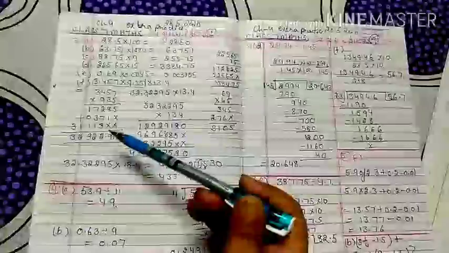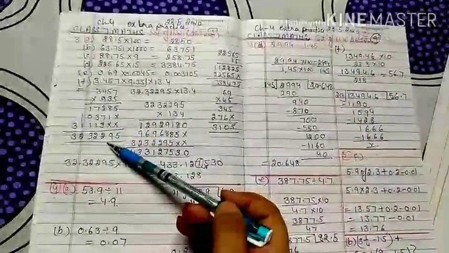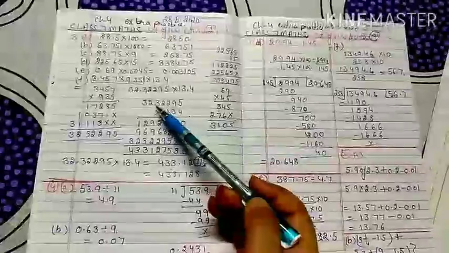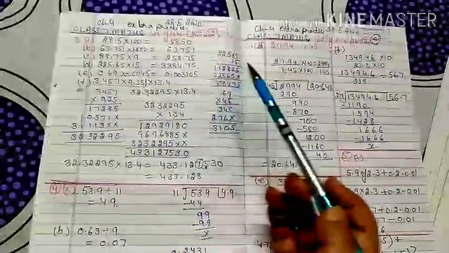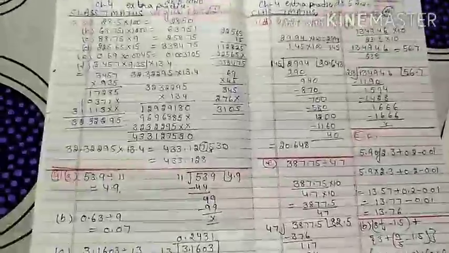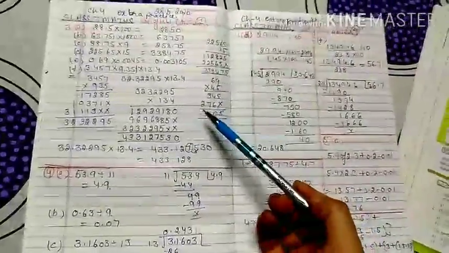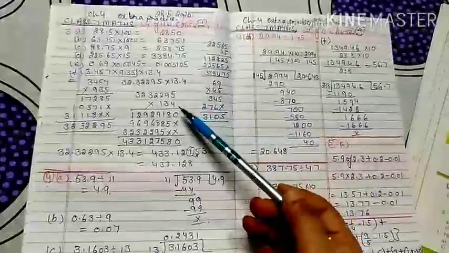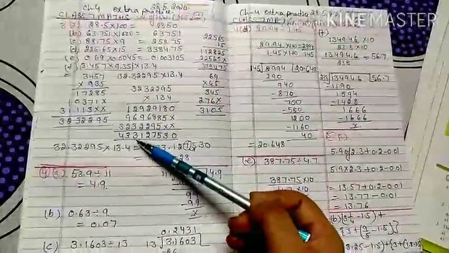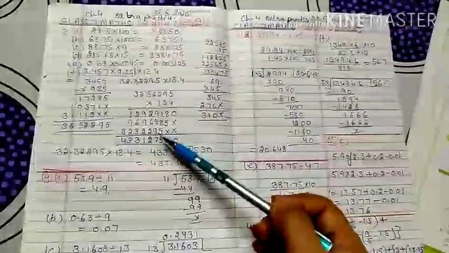3457 by 935. After multiplication I got 3232095. Now 3232095 multiplied by 134. Before multiplication just ignore your decimal sign first. Then without decimals you just normally multiply. When I multiply with 134 I got 433,127,530. So this number I got here.